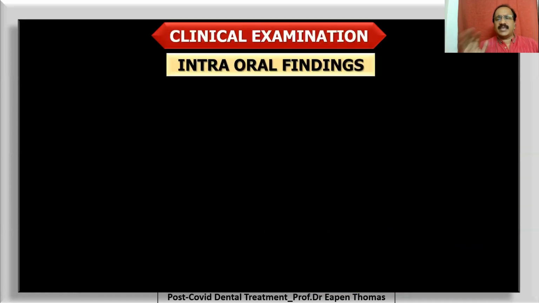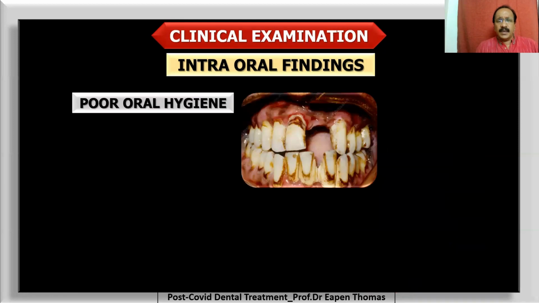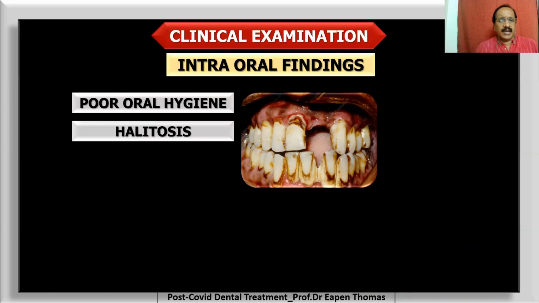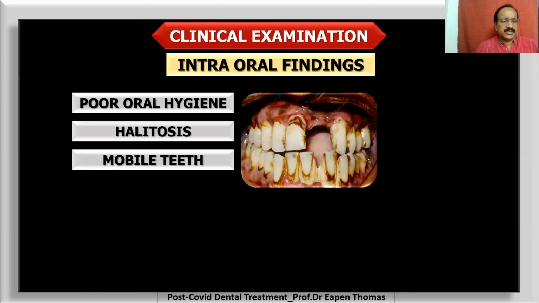Moving on to the examination part, what one should look for, the intraoral findings. What are the common findings possible in such patients with immunocompromised conditions or possible post-COVID fungal infections? They tend to have poor oral hygiene. Okay, overall the hygiene would be very bad. Halitosis, foul smell, because of the common gingival inflammation and the secretions and the pus discharges.